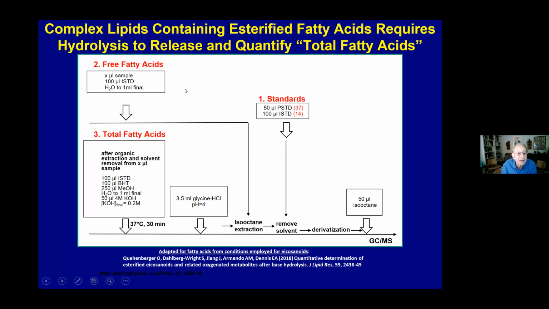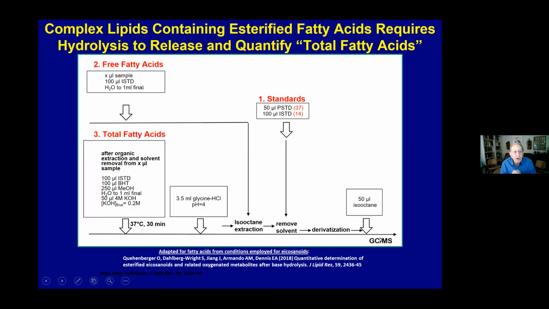Now, we do standard curves by isotope dilution to standardize those primary standards against the isotopes. Now, if we're looking at free fatty acids, we take our sample out of the -80 freezer, aliquot it, and immediately add the internal standard, bring it to volume, and carry out an isooctane extraction. We remove the solvent, derivatize, and do the same procedure.